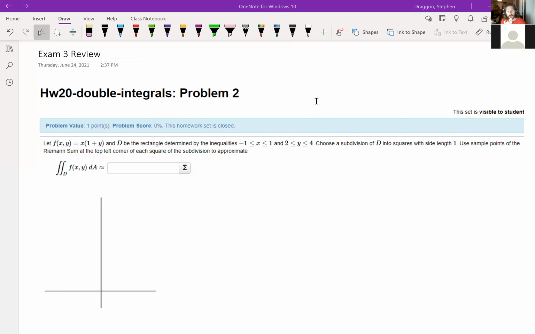So first problem we're going to look at, say we've got some function, and D is the rectangular region determined by the inequalities x is in between negative 1 and 1, y is in between 2 and 4. Label these axes, since we've got more than two variables these days. Choose a subdivision of D into squares with a side length of 1. Use sample points of the Riemann sum at the top left corner of each square.